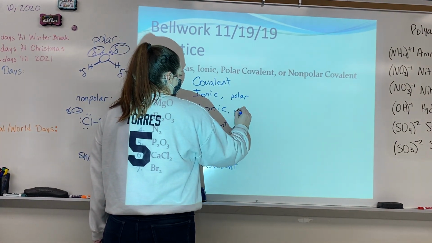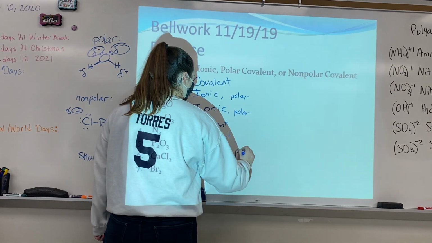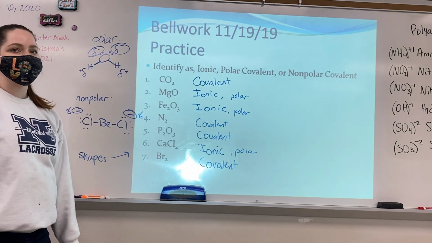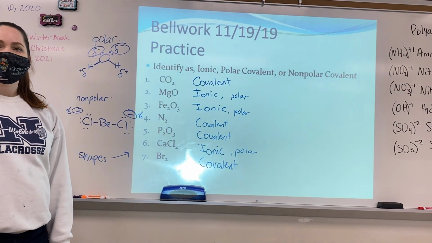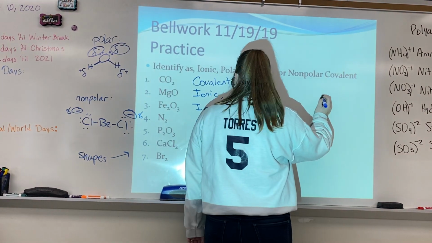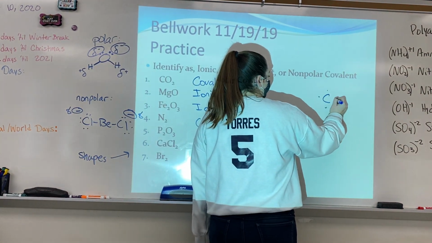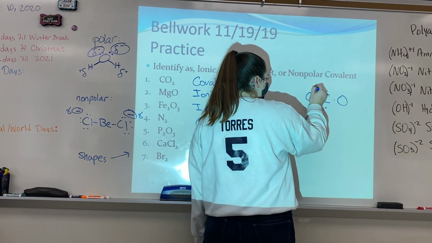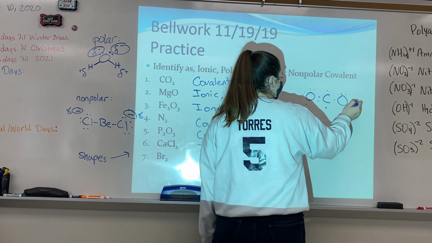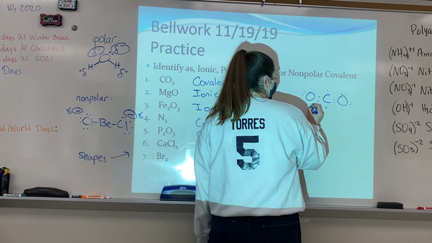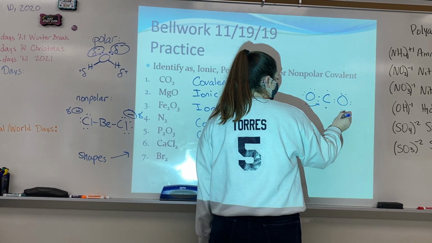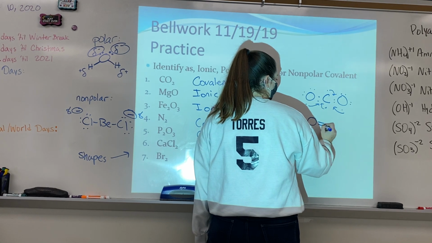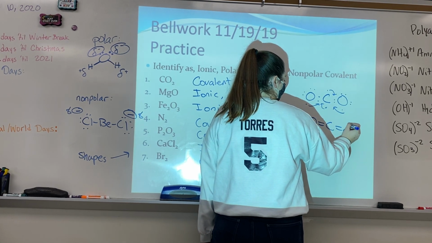So now we need to figure out for these covalent ones, are they polar or nonpolar? Our first one is carbon dioxide. What do you think? Polar or nonpolar? Non-polar. Well, you have carbon in the middle, and it has 4 valence electrons, and you have 2 oxygens, one on each side, that have 6. So 1, 2, 3, 4, 5, 6. 1, 2, 3, 4, 5, 6. And then these electrons are going to go inside, and these electrons are going to go inside.